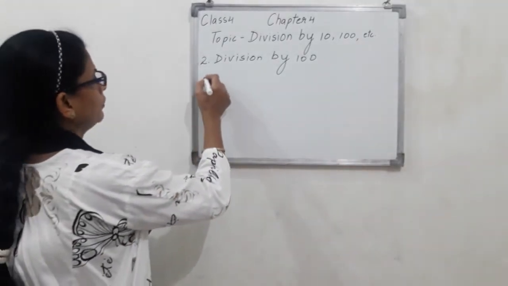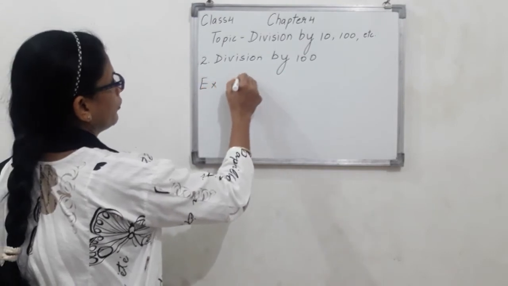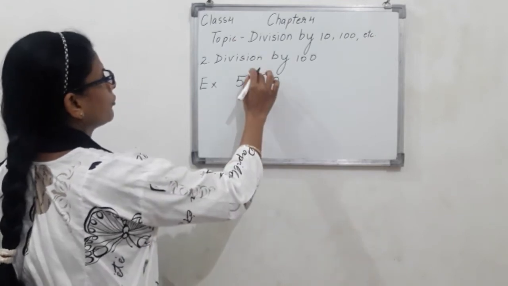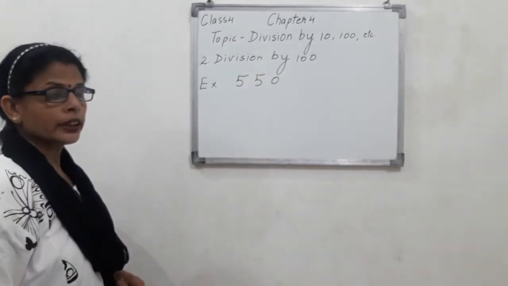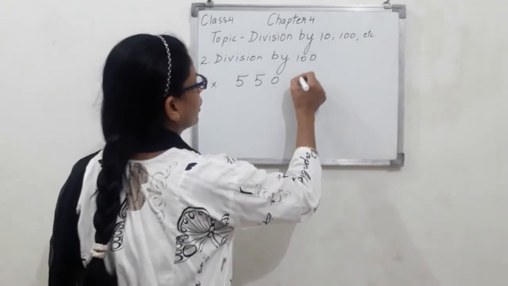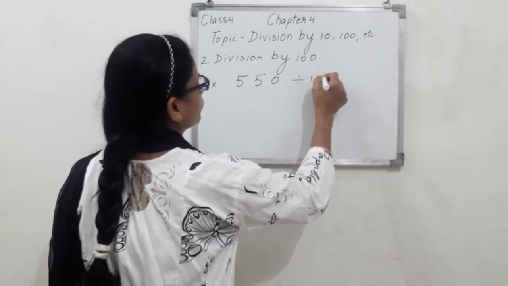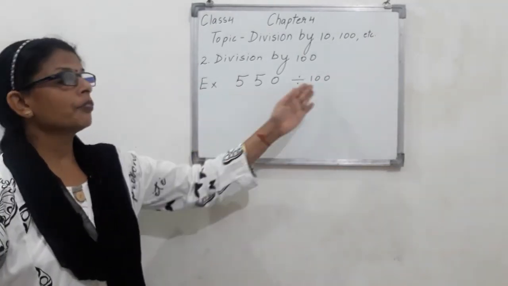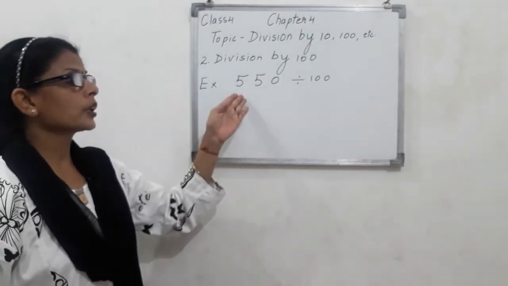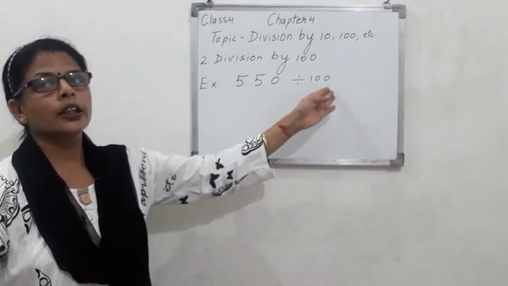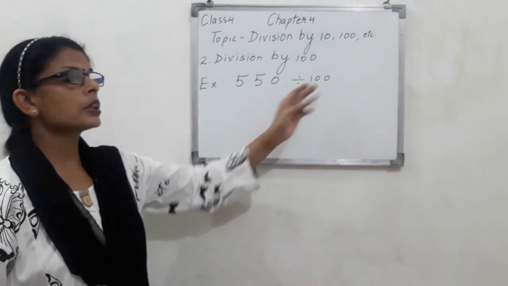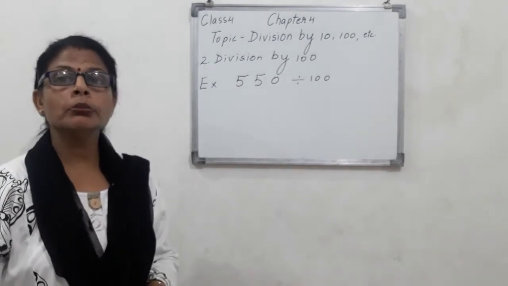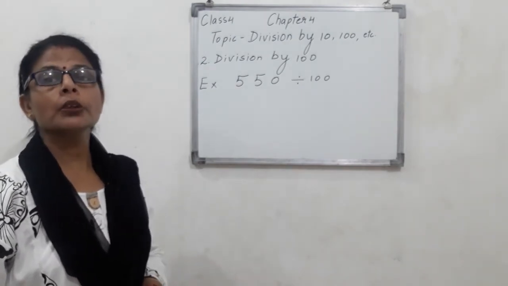Suppose the question is given 550. Divide by 100. We have to divide it by 100. Clear? Here 550 is the dividend and the divisor is 100. So how many zeros are there in the divisor? 2 zeros. So which places will become the remainder and which places will become the quotient?